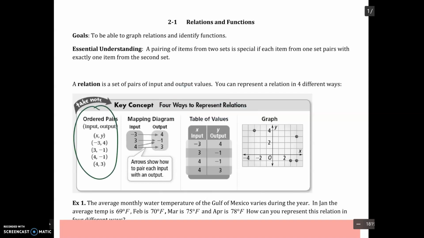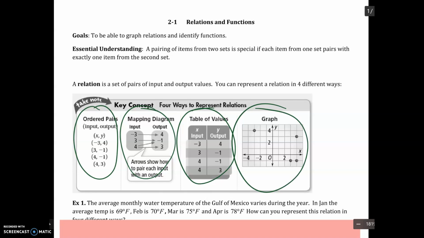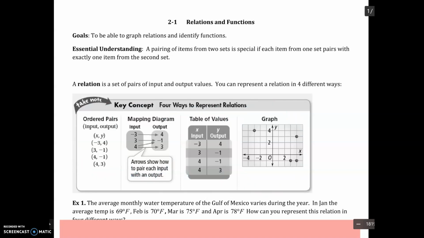So that's going to be ordered pairs, like your XY pairs that we're used to using eventually in graphs. A mapping diagram, which we might have seen before with an input and an output. A table of values, which again represents those same input and output, just in a different format. And then, of course, graphing it, which we can always use with those same two coordinate systems.